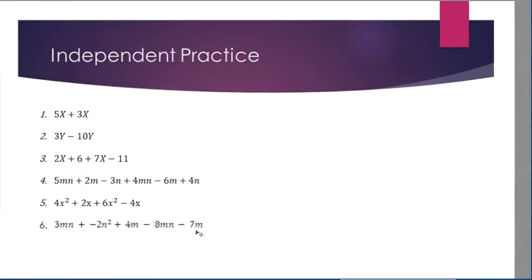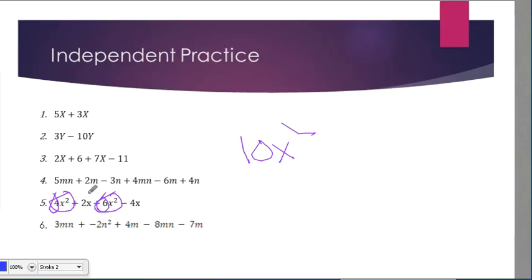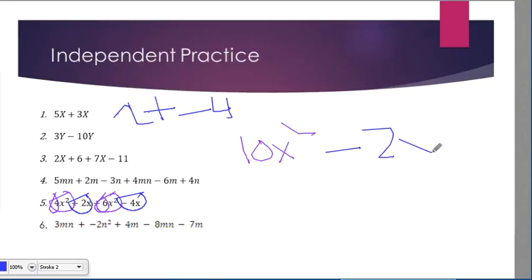Okay, let's look at number 5. 4x squared plus 2x plus 6x squared minus 4x. Okay, so our like terms, 4x squared and 6x squared, those would combine and we would get a 10x squared. We know that 4 plus 6 is 10. Okay, then we have a positive 2x and we have a negative 4, right? We have a minus sign in front of the 4, which makes it negative. So in your calculator, you're going to put in 2 plus negative 4, and that's going to give you a negative 2x.